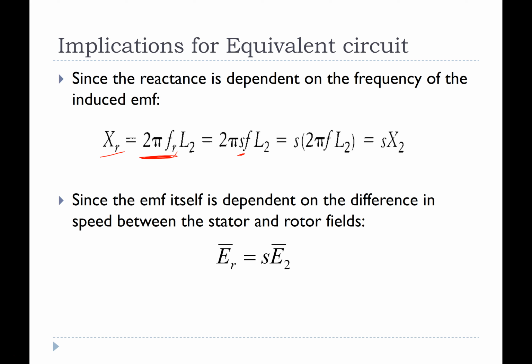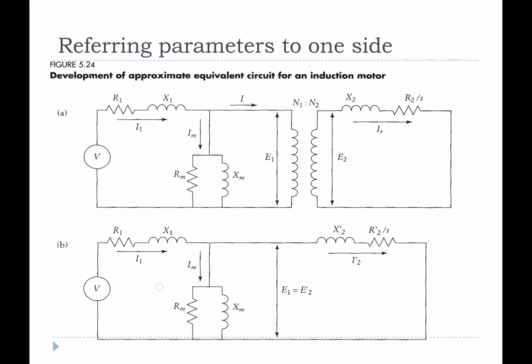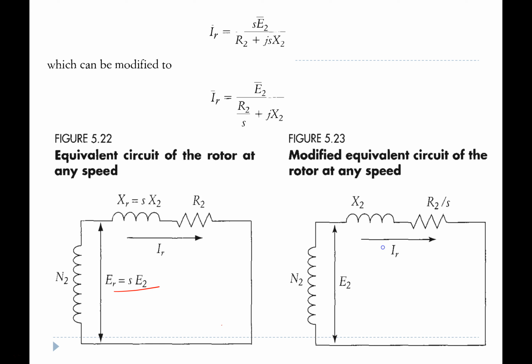So you have two things changing here in your equivalent circuit. Sorry, let me go back. We have the E2 on the rotor side being scaled by s to give us the magnitude of the EMF when the rotor is moving, and we have the inductance also being scaled by s. Of course, the resistance is not dependent on the frequency.